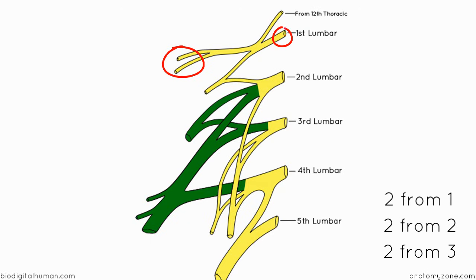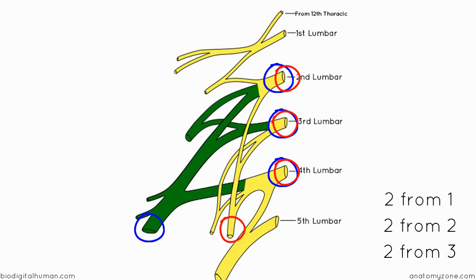So this diagram here might look a little bit complicated, but there's a nice little way of remembering which roots the nerves come from. So the mnemonic is 2 from 1, 2 from 2, 2 from 3. So I'll go on to explain what this means. So it essentially means that there's 2 nerves that come from 1 root, there's 2 nerves which come from 2 roots, and there's 2 nerves which come from 3 roots. So let's start from the top and work our way down.